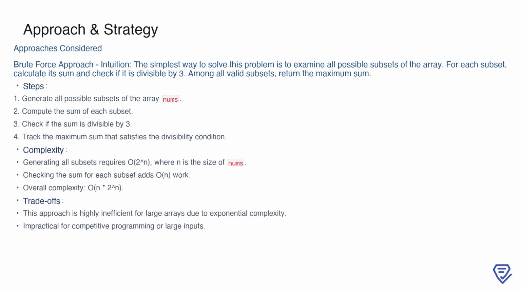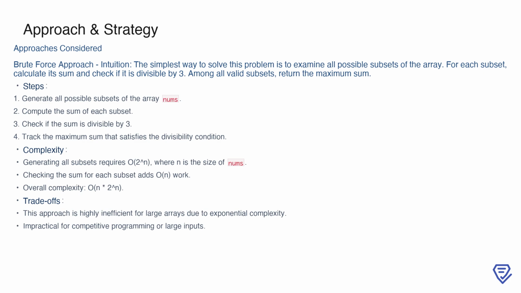To tackle the problem of finding the greatest sum divisible by 3, let's first consider the brute force approach. The intuition here is straightforward: examine all possible subsets of the array, calculate their sums, and check if each sum is divisible by 3. Among these, we keep track of the maximum sum that meets the condition. The steps involve generating all subsets, computing their sums, and verifying divisibility.